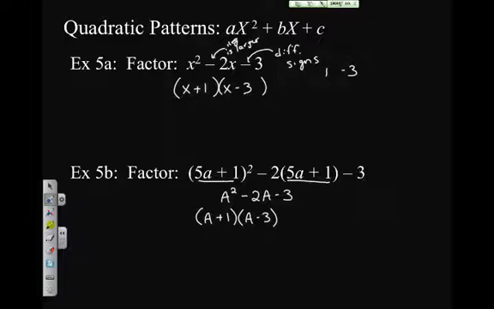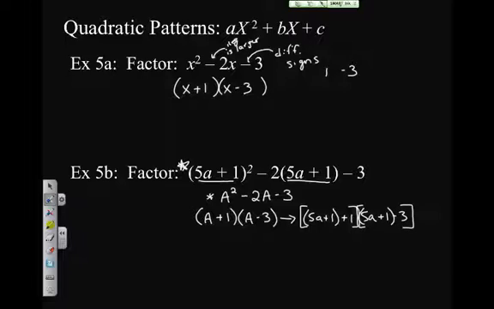But we weren't trying to factor this polynomial. We were trying to factor that one. So instead of having those a's, what we need to have is 5a plus 1 plus 1 times 5a plus 1 minus 3.